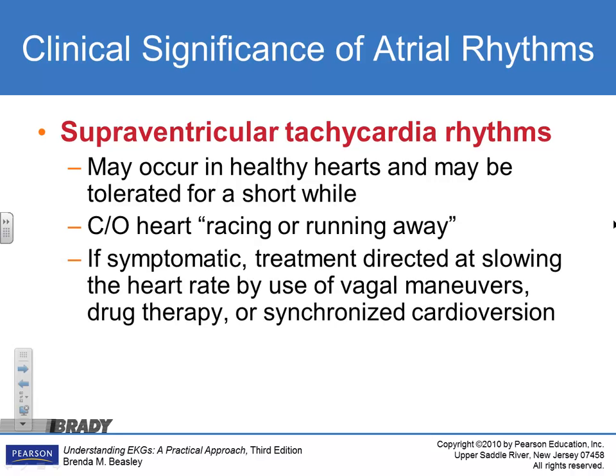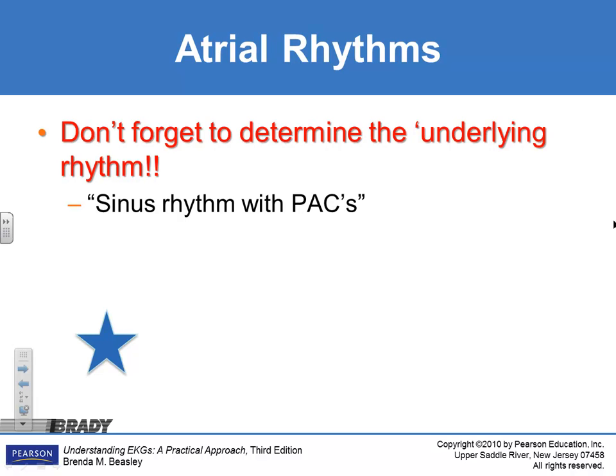So we will treat this patient if they are symptomatic, but they're still alert and oriented. We're going to do what? The V word? Yeah, vagal maneuvers, Valsalva, one of those. So try some vagal maneuvers. If that doesn't work and they're still symptomatic but still good mental status, then what? Adenosine. If adenosine doesn't work, what kind of cardioversion? Synchronized cardioversion. Okay. Remember with your atrial rhythms, you want to identify, if you can, the underlying rhythm, like sinus rhythm with PACs, because it is a sinus rhythm.